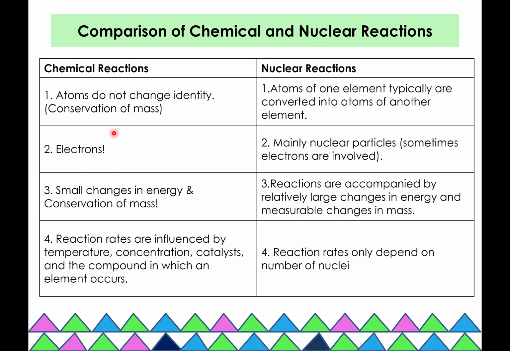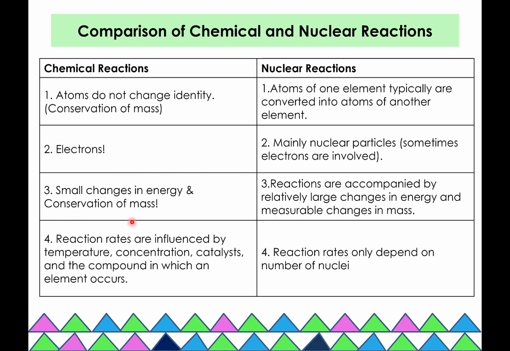As for chemical reactions, it's the electrons. Remember, it's the valence electrons that are participating in chemical reactions. In nuclear reactions, usually electrons aren't involved. It's mainly the nuclear particles, the protons, the neutrons. Sometimes, in electron capture for example, a low-lying electron can be captured by the nucleus, but usually electrons are not involved for nuclear reactions.